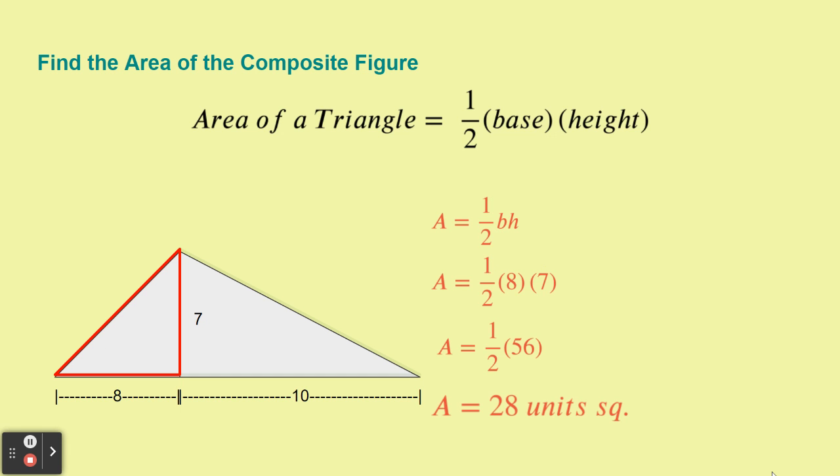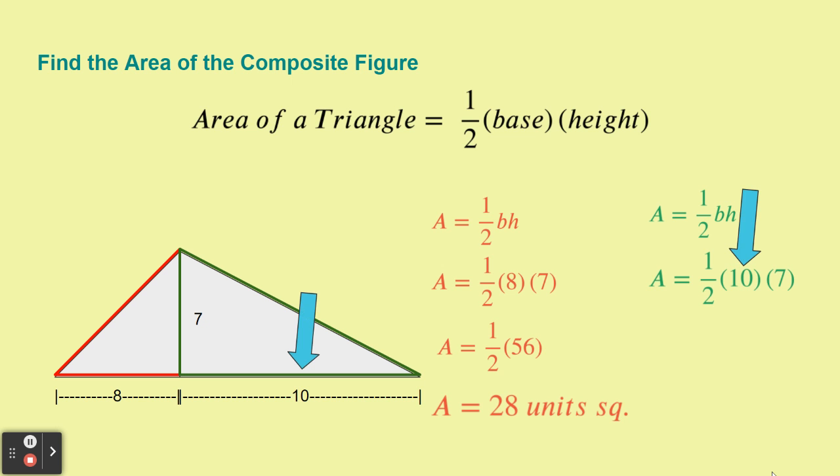Okay, now go ahead and try this green triangle on your own. Okay, first you should have written down your formula as area equals 1/2 base times height. So we're going to plug in a 10 and a 7. Our base of that triangle is equal to 10, and the height of that triangle is equal to 7. So 10 times 7 is equal to 70. So half of 70 is equal to 35 units squared.